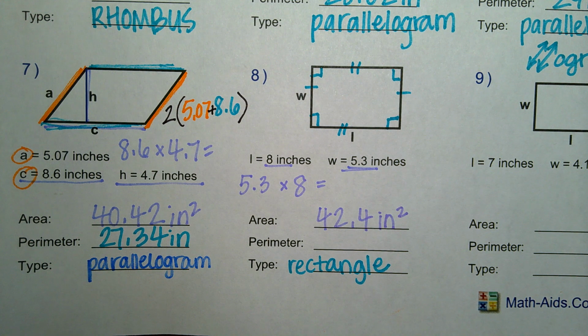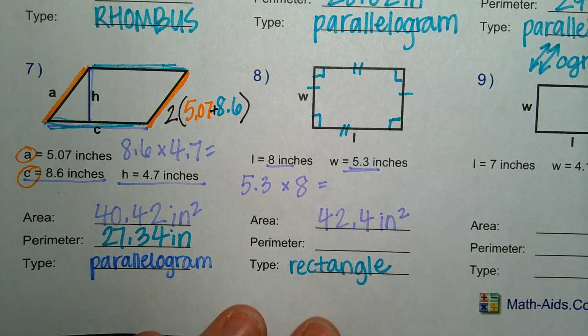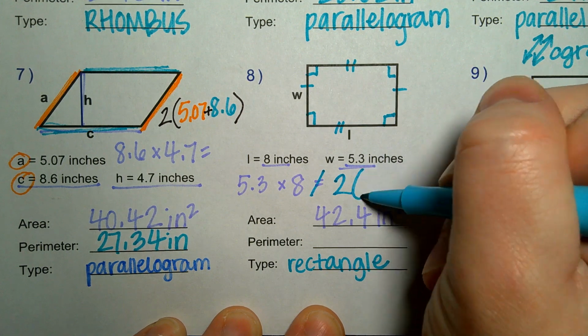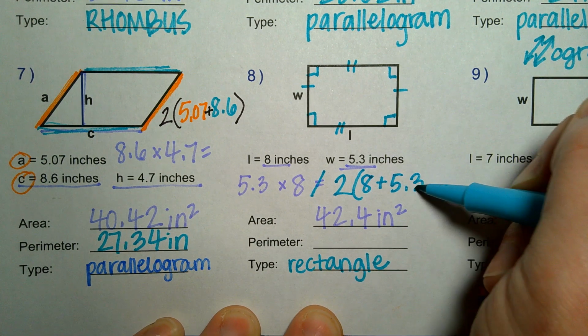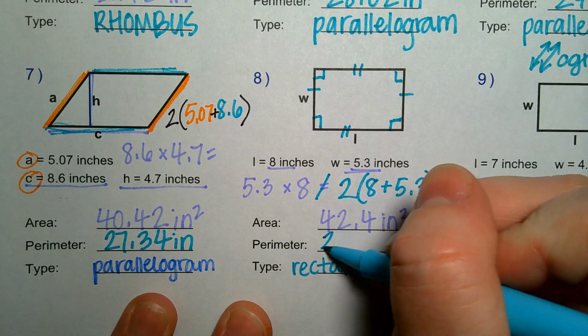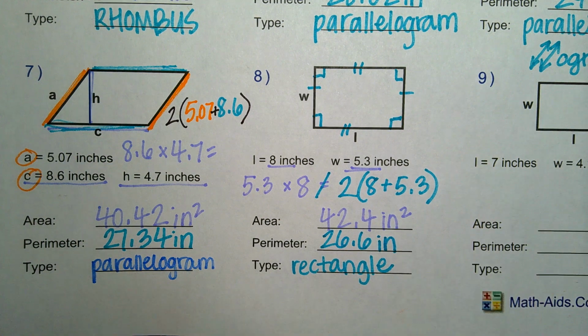And what do we do to find perimeter? Add them all up. We only have two side options to pick from. So I'm going to do 2 times 8 plus 5.3, since I'm taking both of these numbers twice. 26.6. Perfect. And what's our units again? Inches. 26.6 inches.